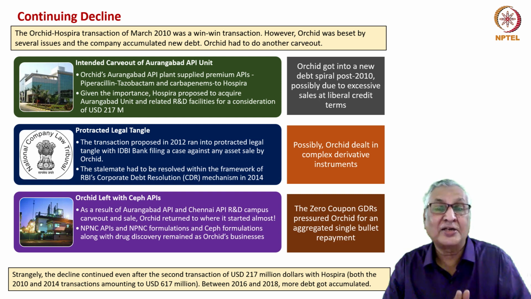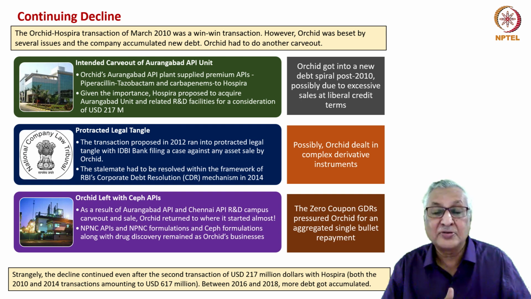This API plant supplied premium APIs, piperacillin tazobactam and carbapenems to Hospira, which were being manufactured as formulations in the acquired IKKT facility. Given the importance, Hospira proposed to acquire Aurangabad unit and related R&D facilities for a consideration of $270 million. Then a protracted legal tangle happened, with IDBI Bank filing a case against any asset sale by Orchid until its dues were cleared. This stalemate had to be resolved within the framework of RBI's corporate debt resolution mechanism in 2014. As a result, Orchid was left with only cephalosporin APIs.